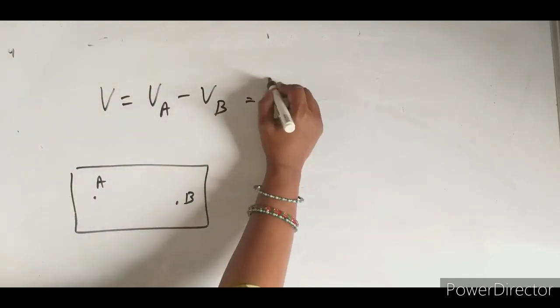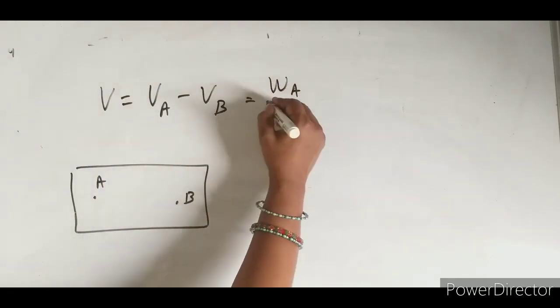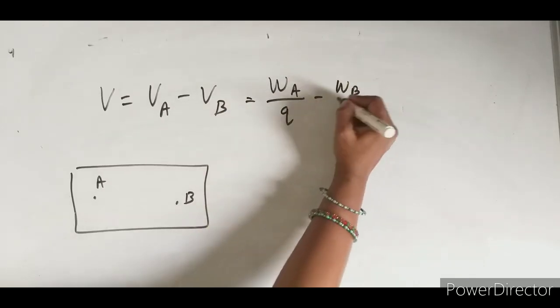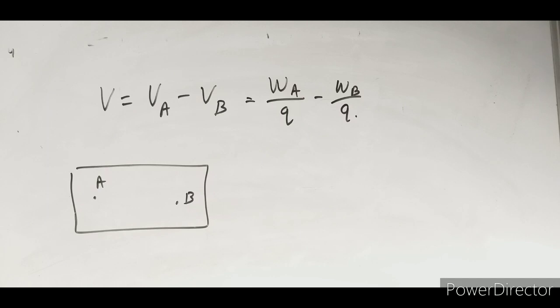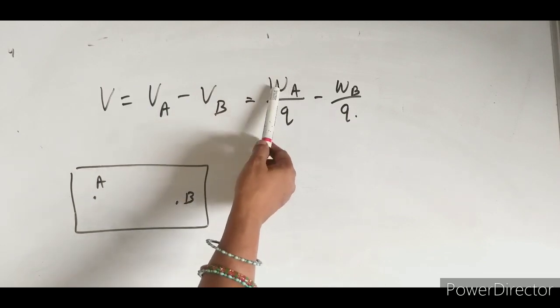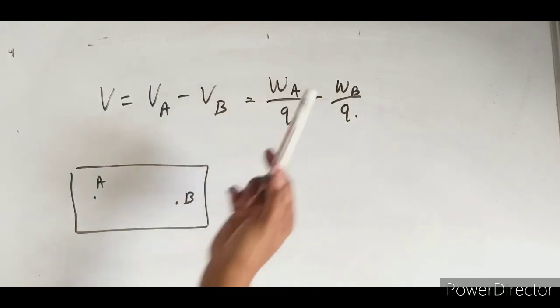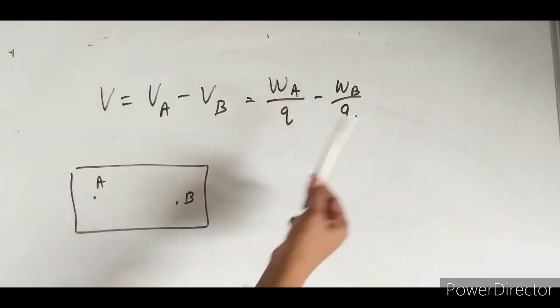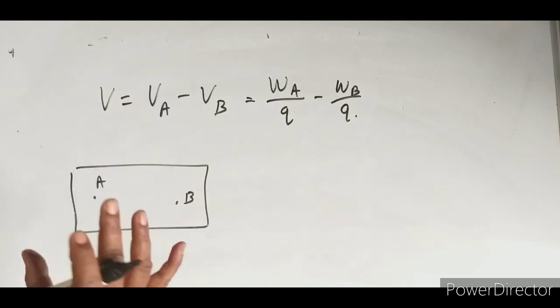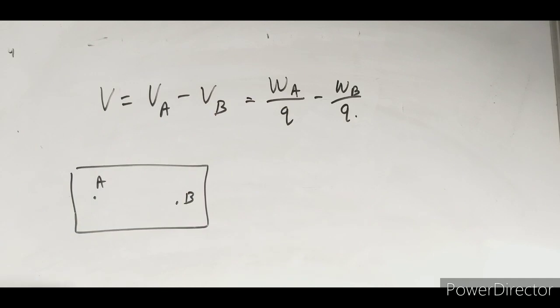So what we can write? Work done by the unit positive charge Q at B, minus work done at A by the unit positive charge Q. If VB is greater, then it can be WB by Q minus WA by Q. Which one is greater, that will be first, and the second one, which value is less, is subtracted. This is your potential difference.